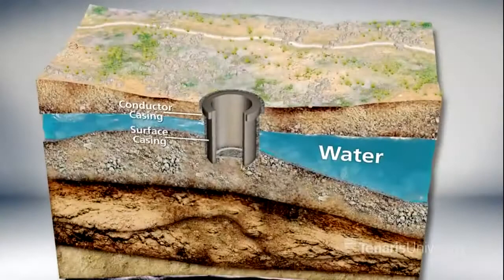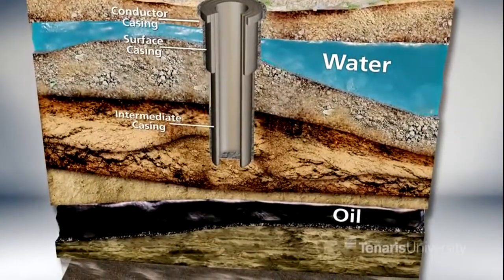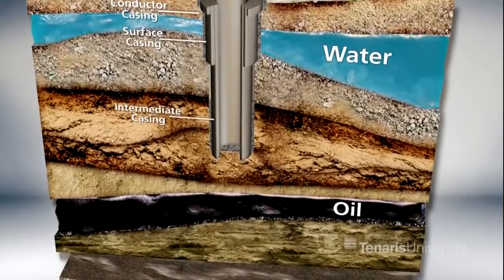The next string to be run is the intermediate casing. It seals off troublesome formations or transition zones which could cause drilling problems, such as weak formations which lead to a loss of circulation, sliding shales, high pressure zones, depleted zones, salt formations which tend to collapse the well, and so on. One characteristic of the intermediate casing is that it never faces the production tubing. This means that later there will be another string between this one and the tubing.